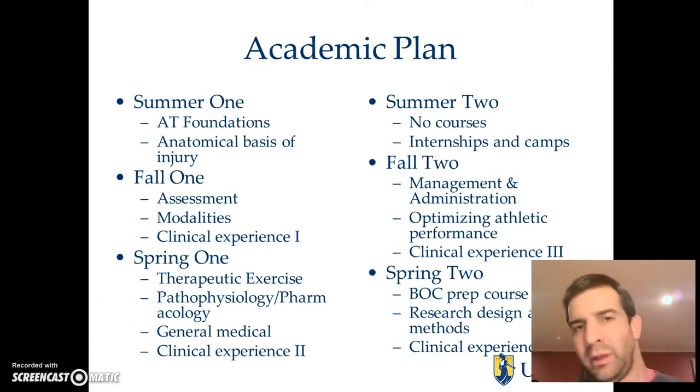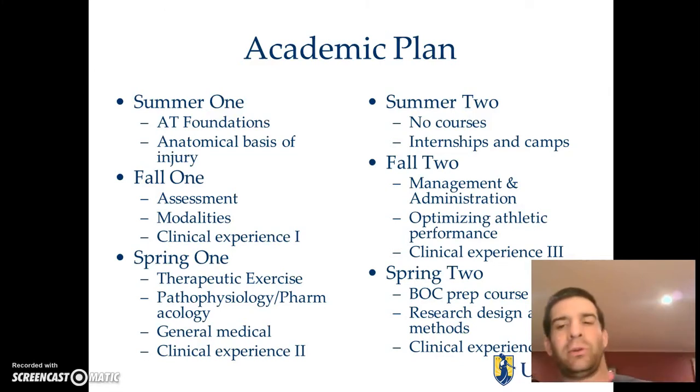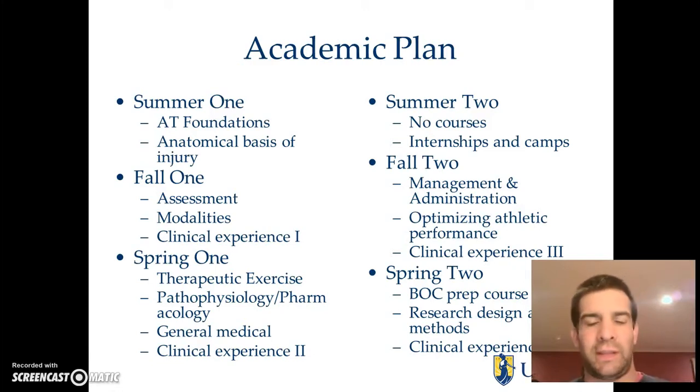The second summer, they don't have any obligations, but many of them go and do internships, etc. They come back in the fall of their second year for management and optimizing athletic performance, which is basically a course designed to give them the bridge between rehab in the athletic training room and return to play. And how do we get them in the weight room? How do we work with the weight room? How do we do speed, quickness, agility, that type of stuff?